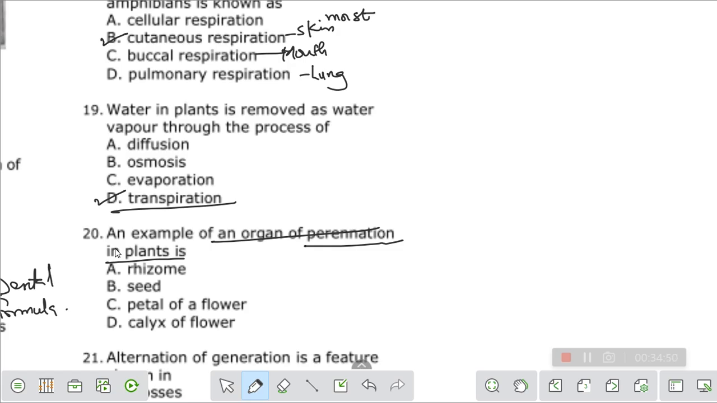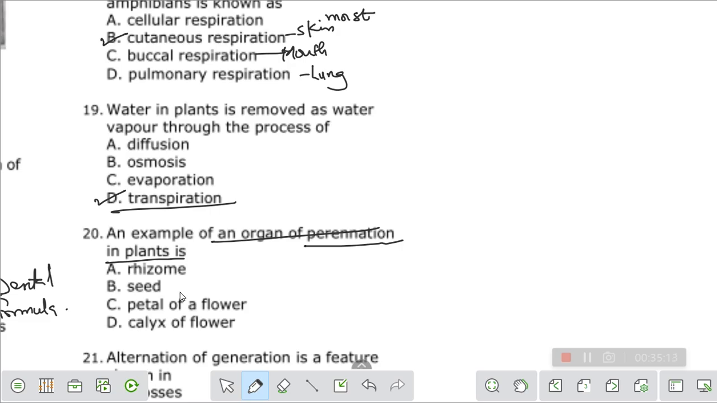It's not that they are not important, but they are only for attracting insects for pollination or other agents of pollination, so they are not really so essential. So the organ that helps plants to survive from one season to another is rhizome, not petal, not calyx, not seed. So it is actually rhizome.